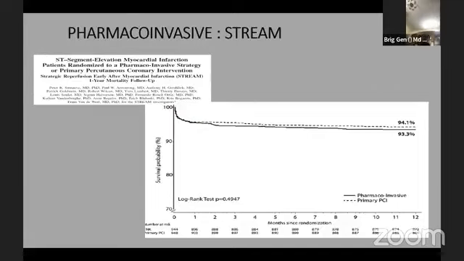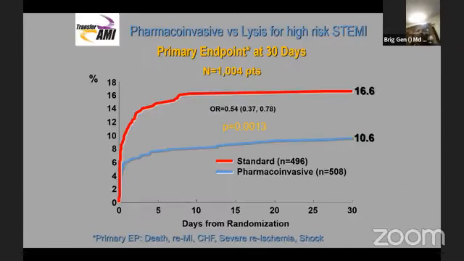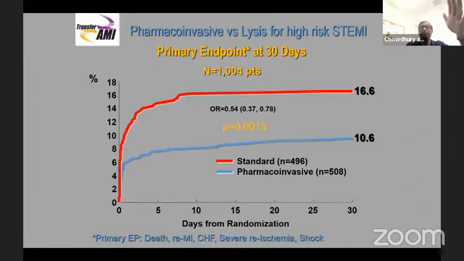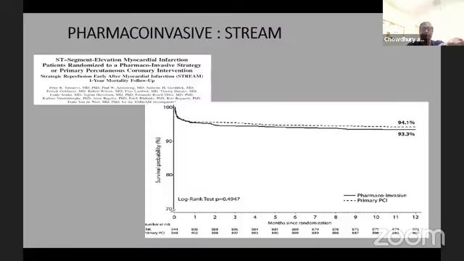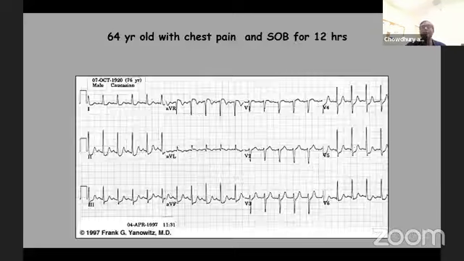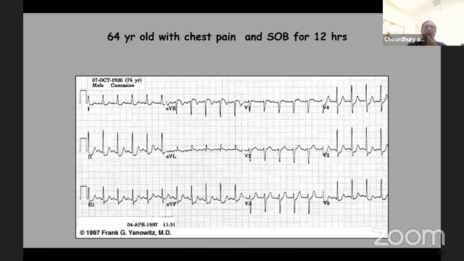So pharmacoinvasive, I told you about. The pharmacoinvasive strategy is better than just lytics. And if you can institute it, it is neck and neck, almost equal with primary PCI. Now, another important thing, the localization. ST elevation in the precordial leads, ST depression in the precordial leads, AVR ST elevation, and II, III, AVF ST depressions.